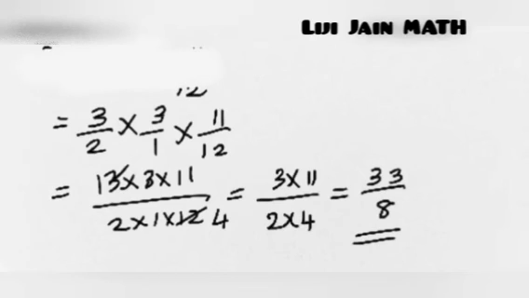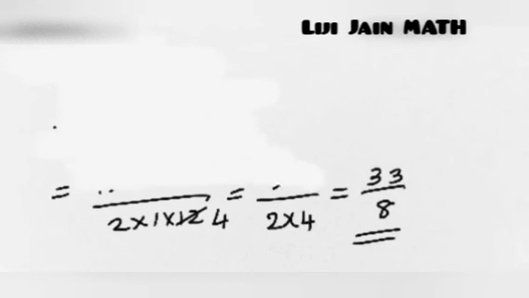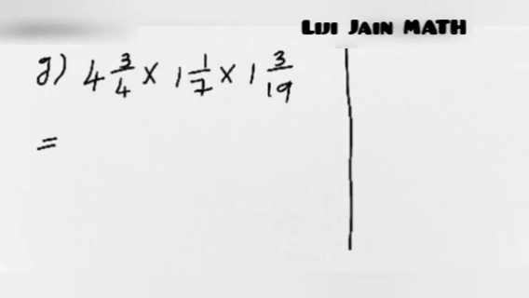Now write down question G. The question is very easy, isn't it? The question is write down 4 3 by 4 into 1 by 7 into 1 3 by 19. So how to do this? Yes, all these three are mixed numbers. So all these mixed numbers have to be converted to improper fractions, isn't it? So let's try to convert one by one.